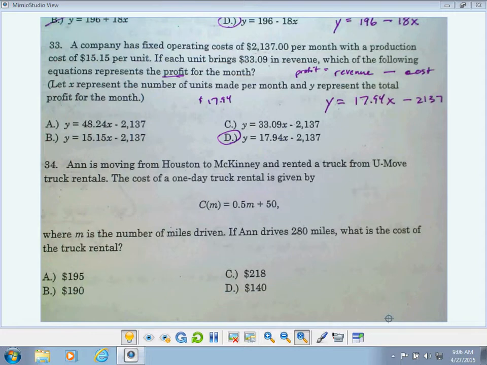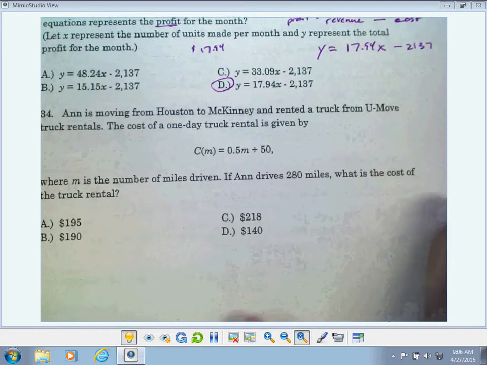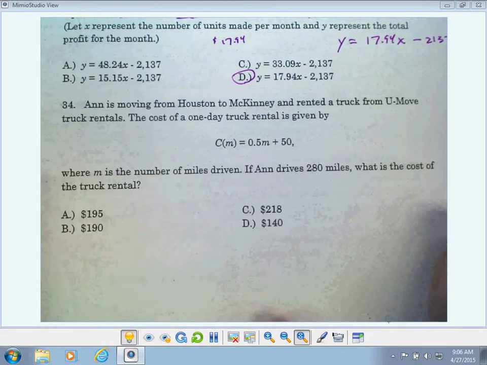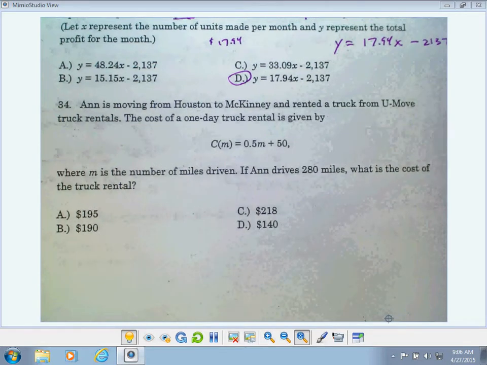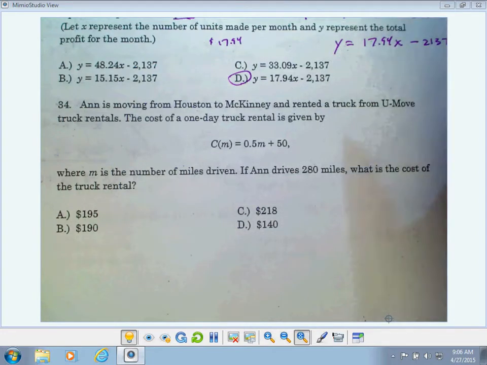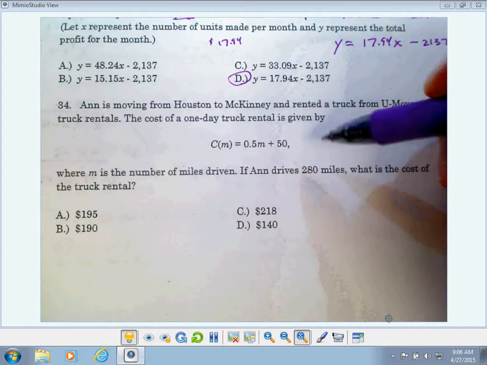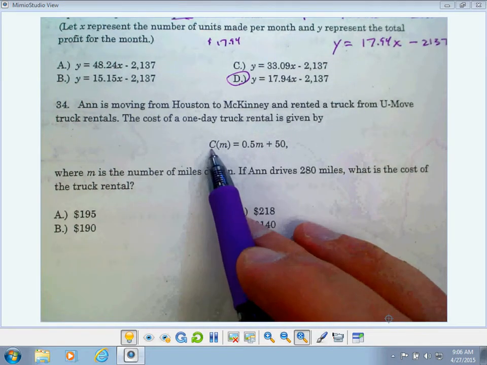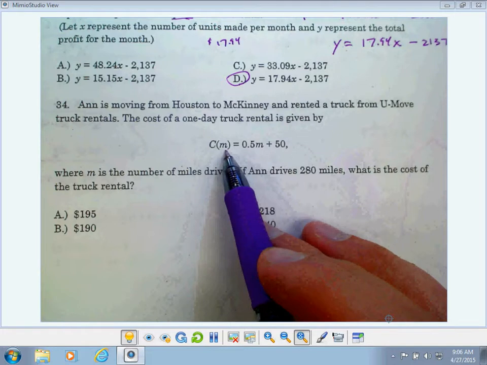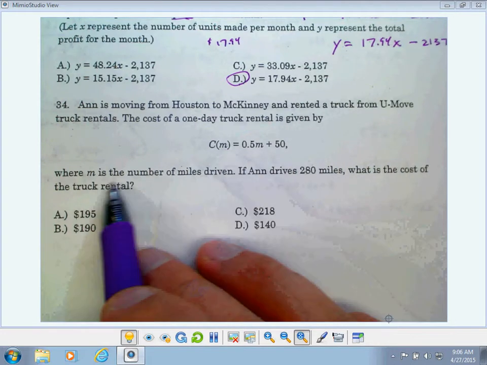Alright, let's look at number 34. All linear equation format. It says Ann is moving from Houston to McKinney and rented a truck from U-Move Truck Rentals. The cost of one-day truck rental is given by this. So we have a linear equation that represents the cost. Remember, this is function notation, so this is the cost based on M, the number of miles driven.